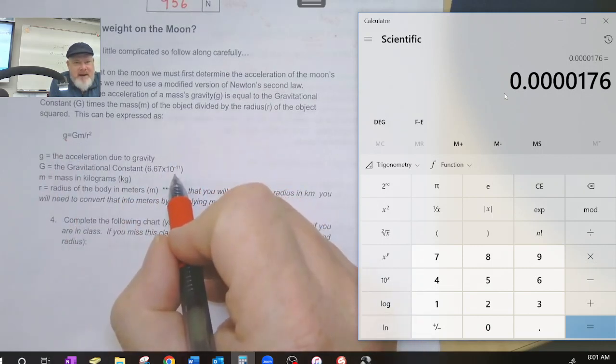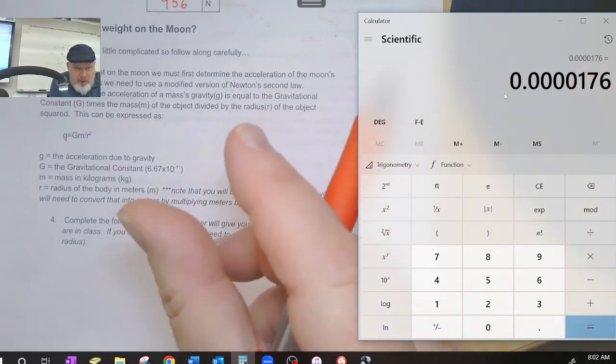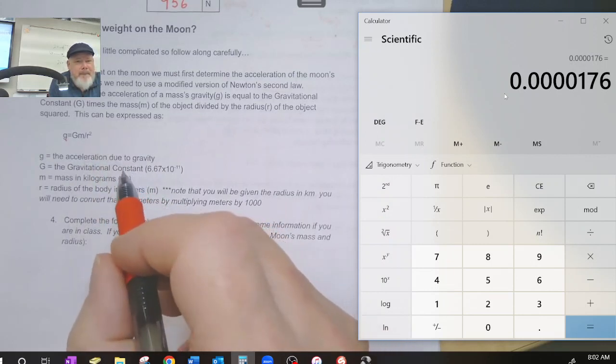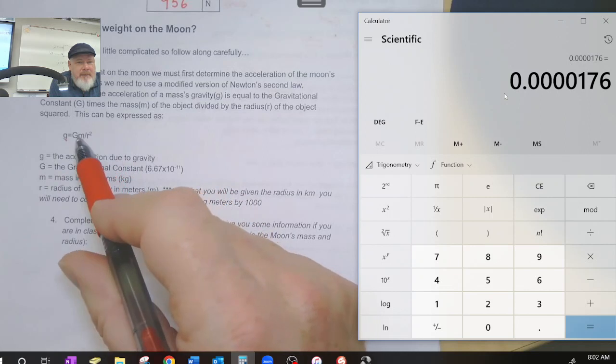It's 6.67 times 10 to the negative 11, which means it's a really, really small number. Very microscopic. That's the gravitational constant times its mass, and this is the mass of the moon.